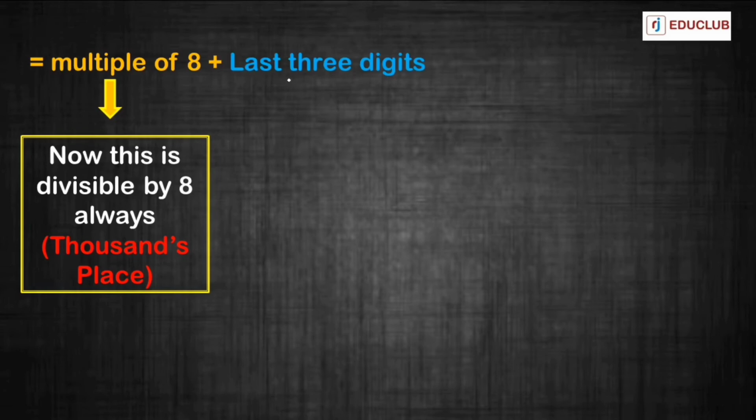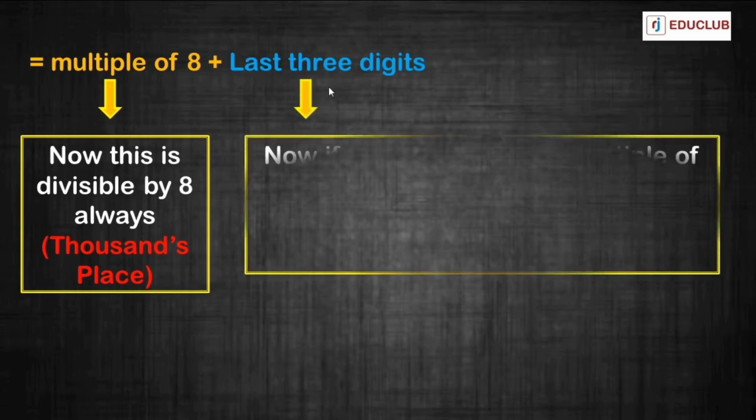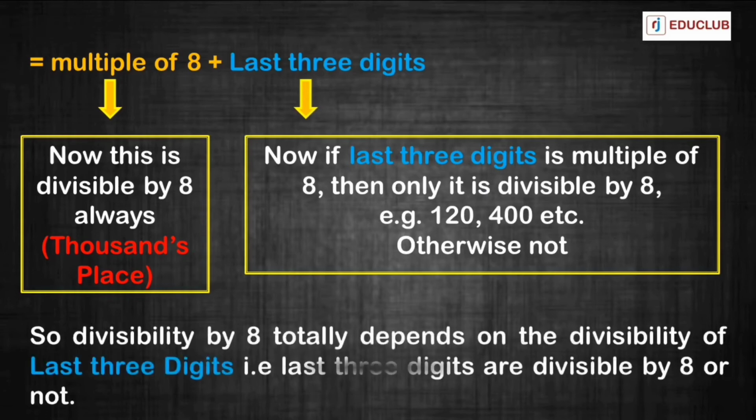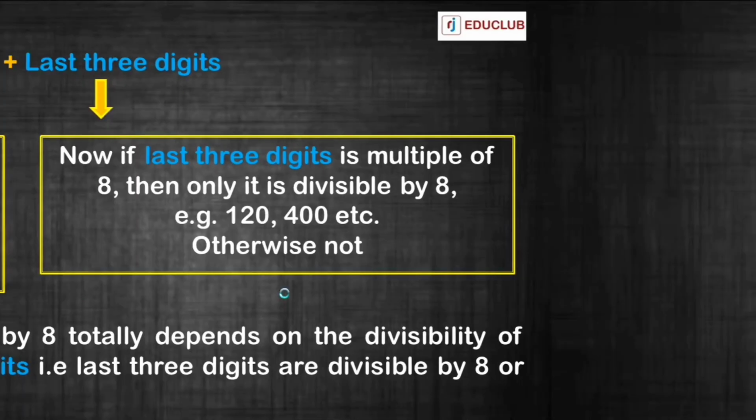And we are left with the last 3 digits. So if these last 3 digits are a multiple of 8, then the number is divisible by 8. Otherwise, it will not be divisible by 8. So divisibility by 8 totally depends on the divisibility of the last 3 digits. If those 3 digits are divisible by 8, then that number is divisible by 8.